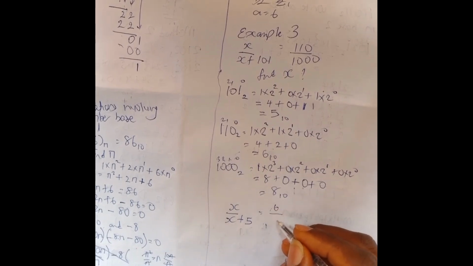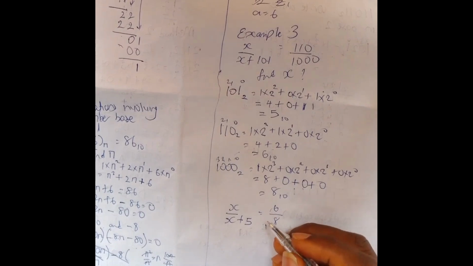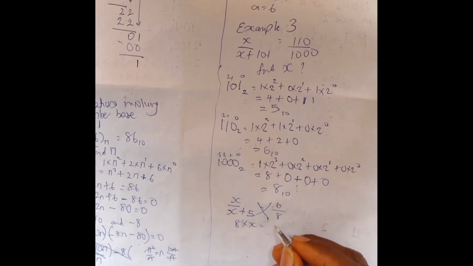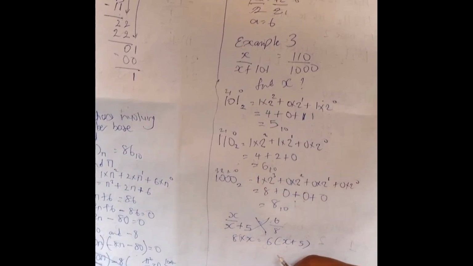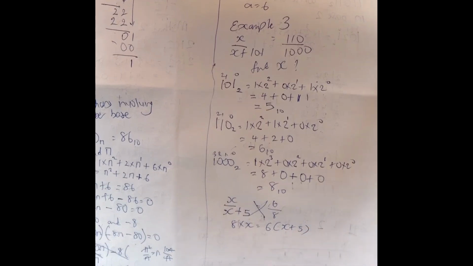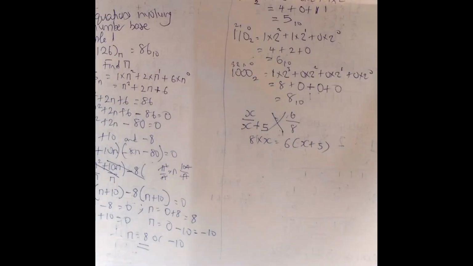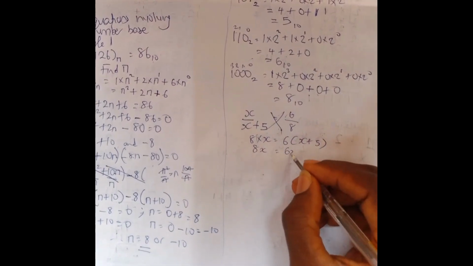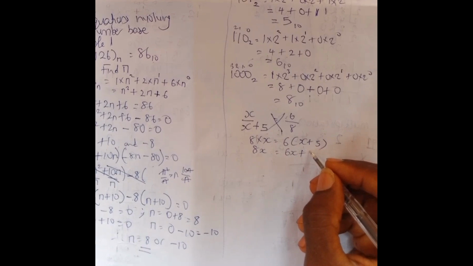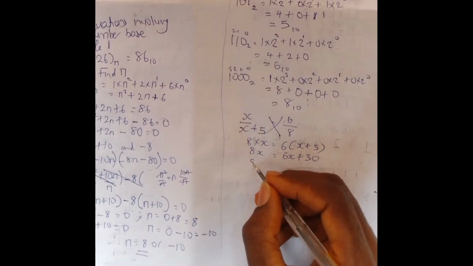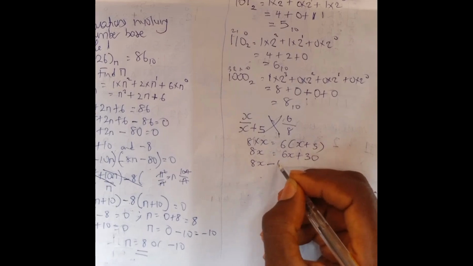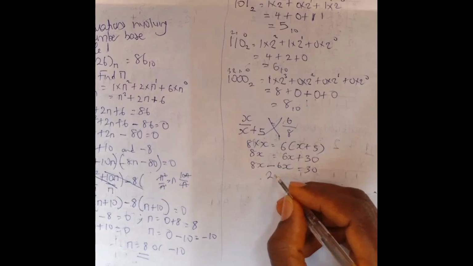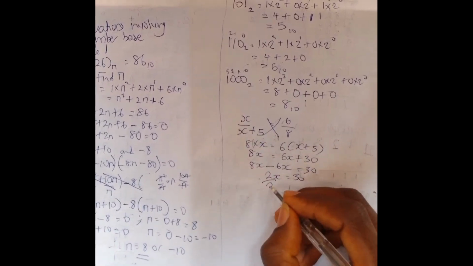Now we cross multiply here. We have 8 times x is equal to 6 times x plus 5. Then 8 times x is 8x, equal to 6 times x is 6x, 6 times 5 is 30. Collect like terms: 8x minus 6x is equal to 30. 8x minus 6x is 2x equals 30. Divide both sides by 2. x is equal to 15.